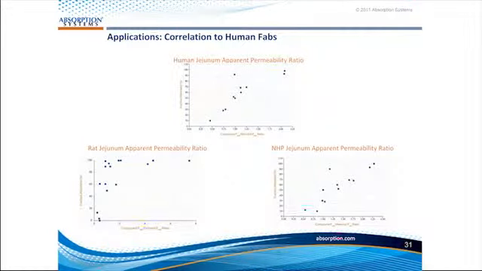Different species: human jejunum versus human fraction absorbed. Rat jejunum versus human fraction absorbed. Non-human primate jejunum versus human fraction absorbed. Again, if you have the ability to mount the tissue, you can go through a validation, and most likely the correlation will make sense.